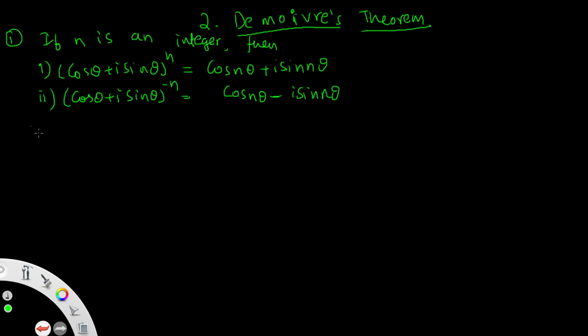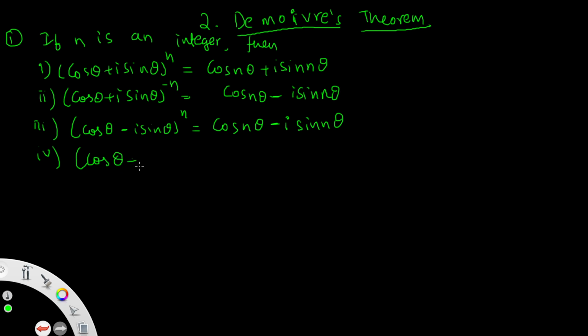And next, the third one: (cos theta minus i sin theta) whole to the power of n is cos n theta minus i sin n theta. Similarly, the fourth one: (cos theta minus i sin theta) whole to the power of minus n is cos n theta plus i sin n theta.